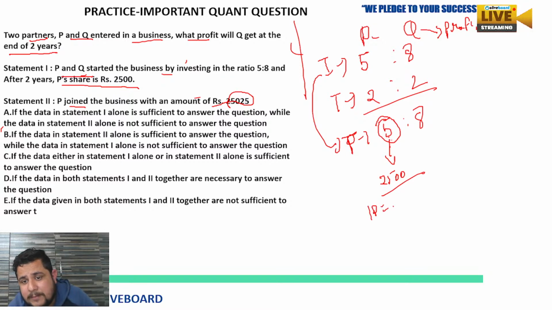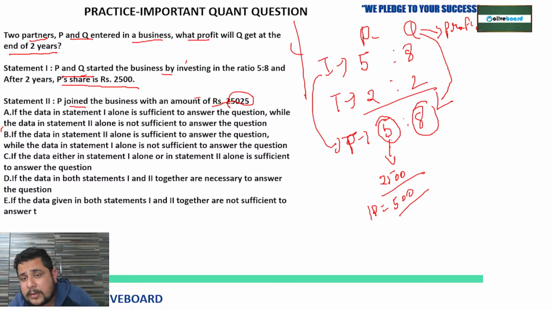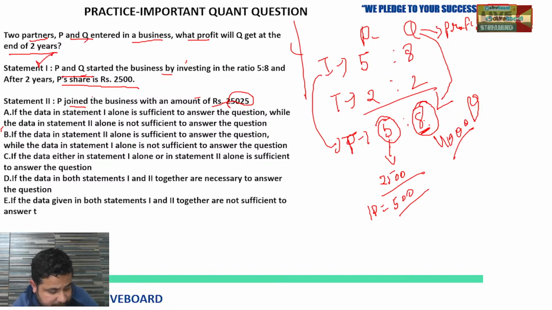So a single part will be equal to what? 500. Now we know Q. Q is getting what? 8 parts. One part value is 500, so 8 into 500, 4000. So we got the answer. So statement 1 alone is sufficient to answer this.